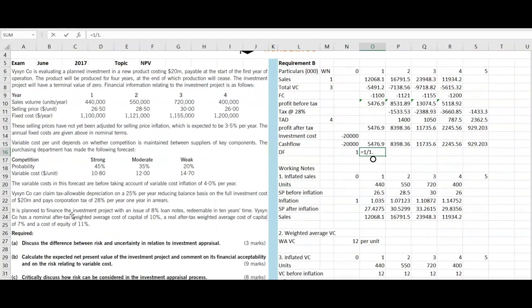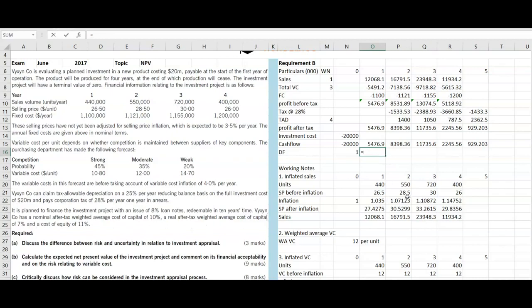To confuse us, they have given us a paragraph here. It is planned to finance the investment project with an issue of 8% loan notes. This is not required. And VCO has a nominal after tax weighted average cost of capital of 10%. That is what we want, because nominal is inflated. After tax, yes, we have done the sum up to after tax. A real after tax weighted average cost of capital is not required because we have inflated the numbers, so this is useless. Cost of equity again is useless. This paragraph is only to confuse us. You just have to take this 10% and solve.